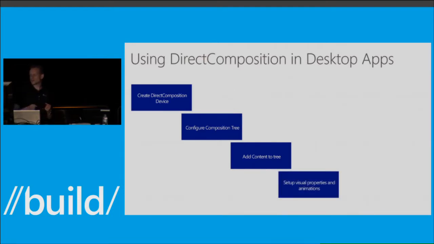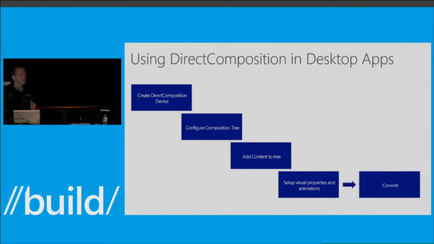We then set visual properties. This could be a position. It could be things like opacity. And this is where we'd also set up animations. And then finally, we need to call commit. As I mentioned, direct composition is transactional. And this is a pretty cool feature.